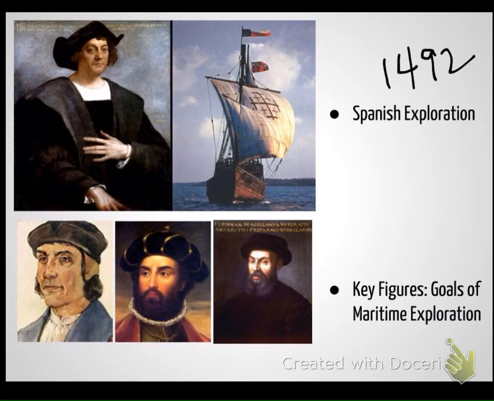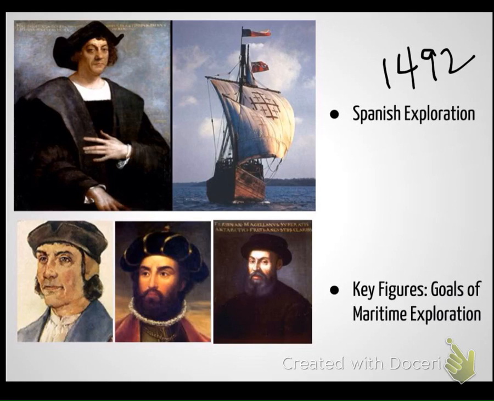His whole goal was not to find new land. His goal was to find a shorter way to the Indies, or the Indian Ocean Trade Network, essentially. And so when we're looking at this, he's trying to find a shortcut. He finds something totally different. He doesn't realize he found something totally different, but we know that that's what brings the Americas into this global trade network. And then we have some other key figures that helped this maritime exploration, help to know what we have here today.